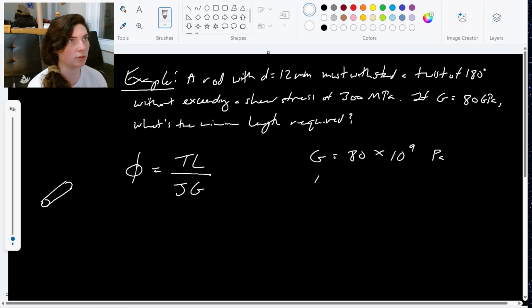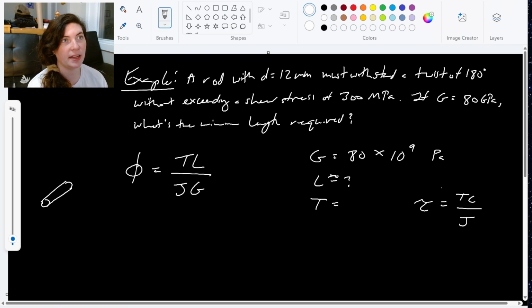Length is what we're looking for, so we don't know length. So length, don't know. Torque. Our torque, we also don't know, but we've been working with our torque equation, right? We have that relationship for torque. We can get from our shear stress is torque times the outer radius over J.